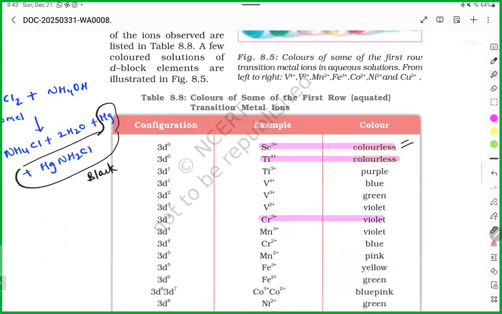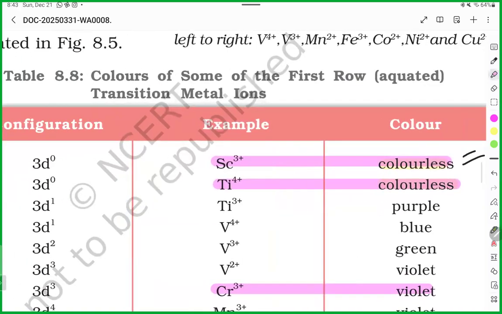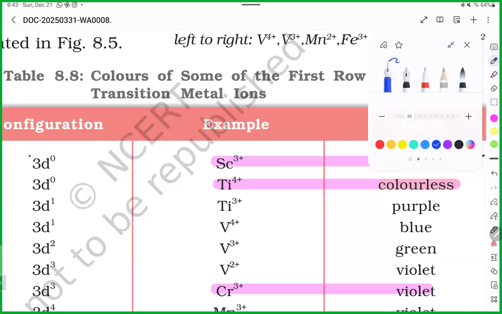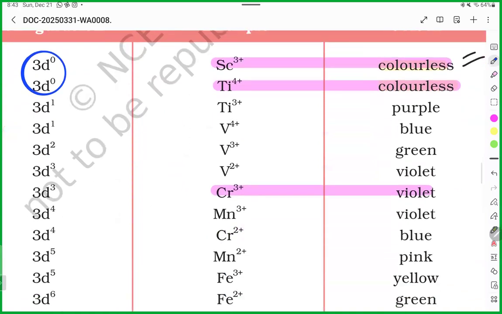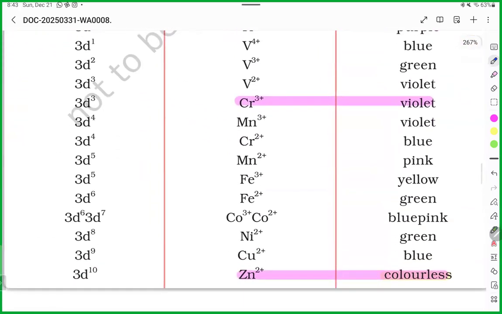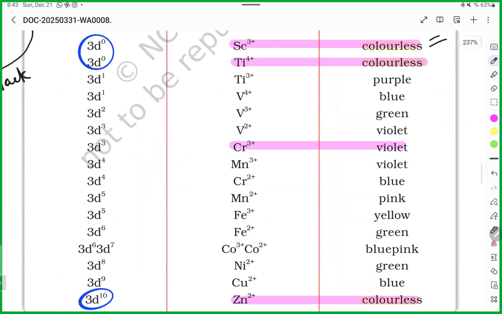See, scandium 3 positive and titanium 4 positive are colorless. Why? Because there is no electron in d. All others are colored, we don't care. If you see again, zinc becomes colorless. Why? Fulfilled. So either empty or fulfilled are colorless. All others are colored. Either it should be empty or it should be full. Both are colorless.